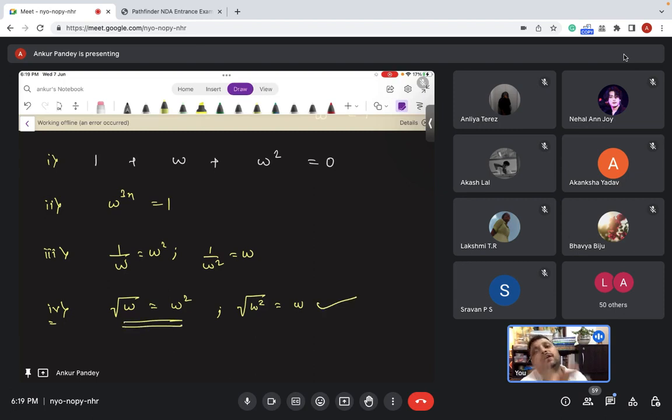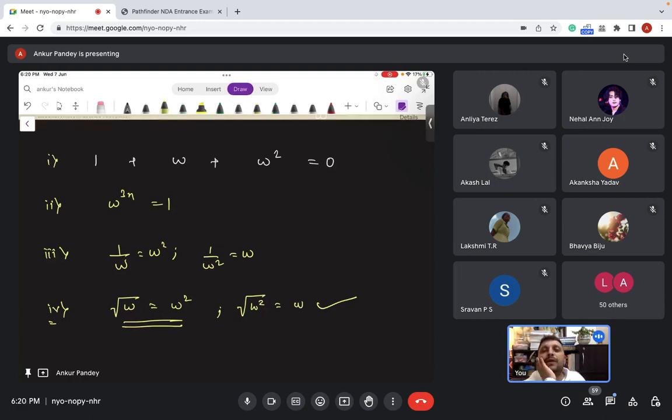How it is true, anyone can prove right now. Mental ability it is, not mathematics. Can you prove that square root of omega is omega square? Can someone prove square root of omega is omega square? No one? Chalo, I'll prove.